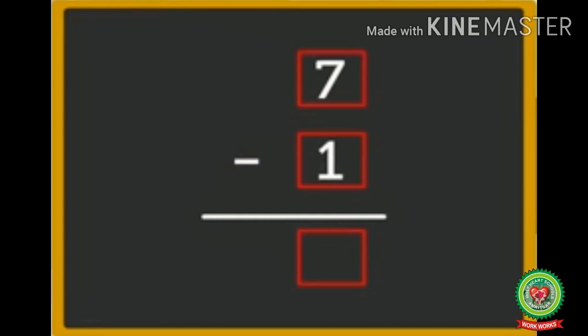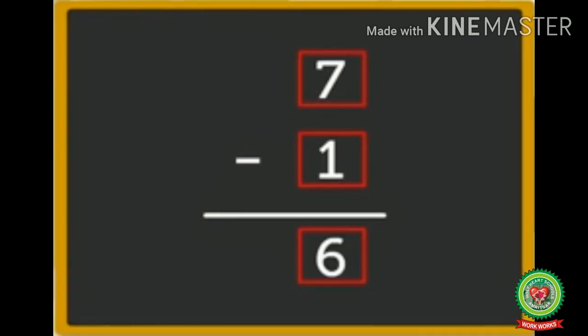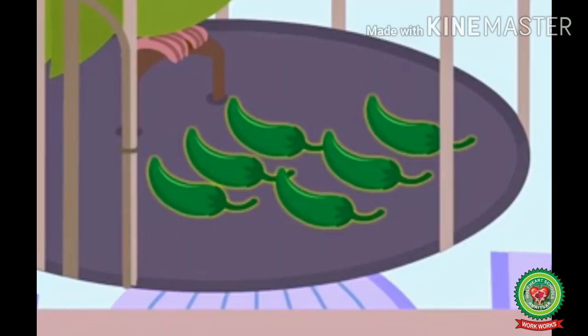First of all, there were 7 chilies. And how many chilies did the parrot eat? 1. So, what will we subtract? We will subtract 1. So, 7 minus 1 is quick subtraction. And 7 minus 1 is 6. You all know that. You can also count after 1 till 7. You will get the answer 6. So, how many chilies are left with the parrot? There are 6 chilies left with the parrot.